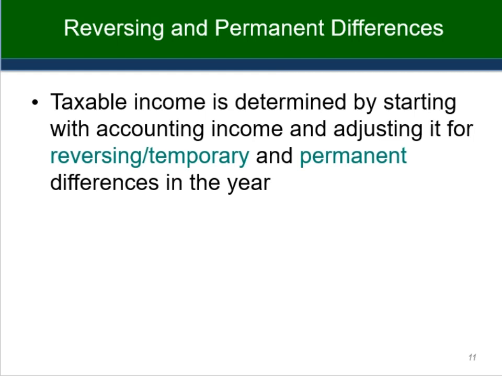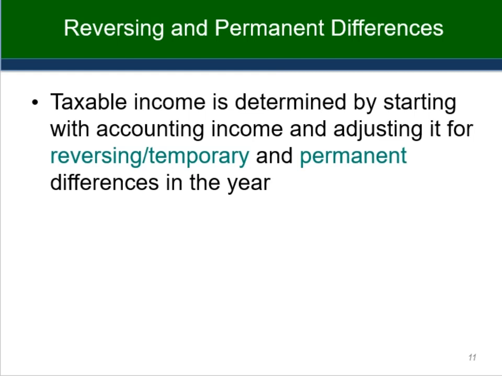Differences between taxable and accounting income can be characterized as either a reversing or temporary difference, or a permanent difference. Reversing differences are those where the accounting treatment and the tax treatment are the same, but the timing of when they're included in accounting income and taxable income differs. Reversing differences usually result in a temporary difference between the tax basis and the carrying amount of an asset or liability. So that's referring to the balance sheet approach.